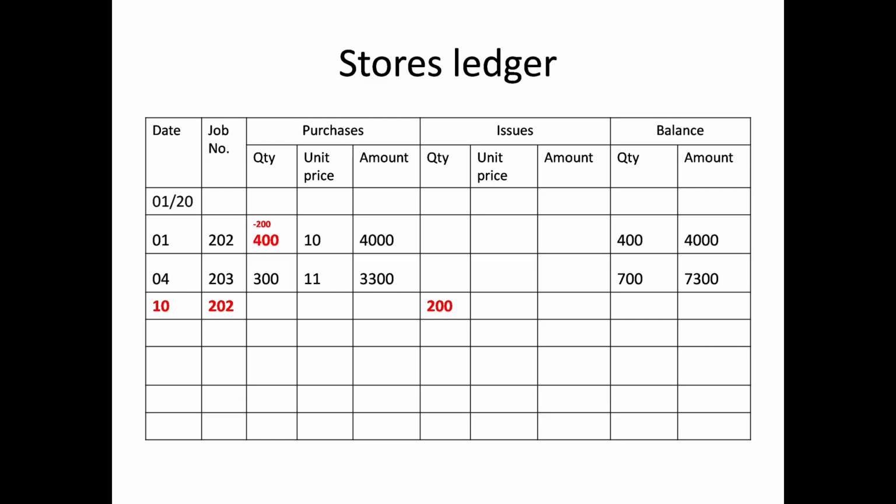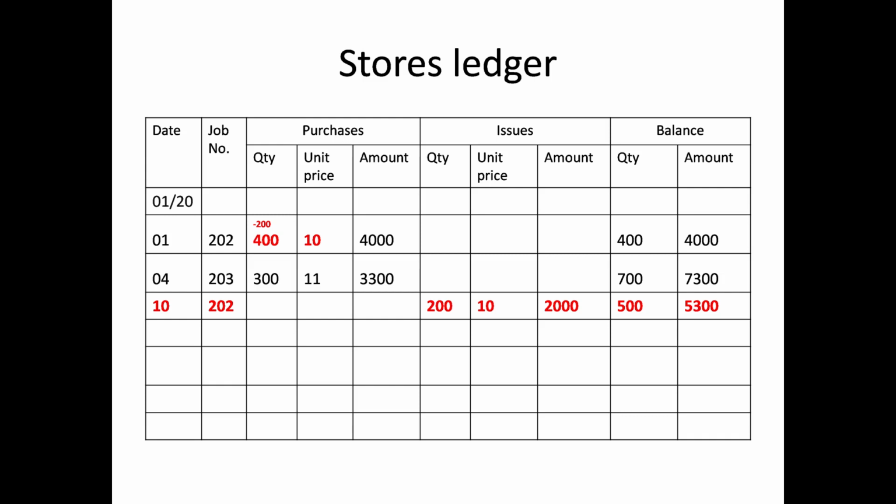What's the unit price of job number 202? It's 10. You can enter 10 under unit price. Now you can calculate the amount. 200 into 10, it's 2000. Now we are going to update the quantity. You had 700 and then you issued 200. Now the balance is 700 minus 200, 500.